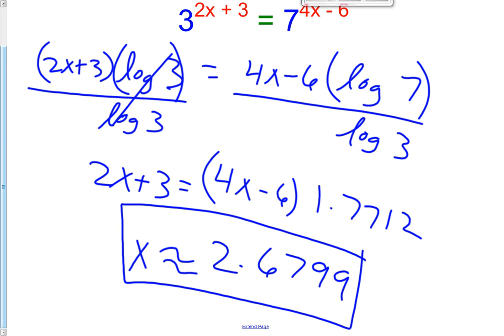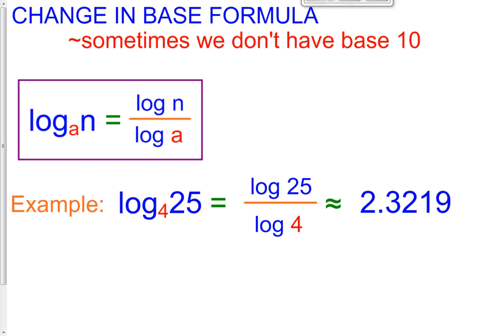The last thing that we have here in this video lesson is the change in base formula. When we don't have a base 10, what we can do is make it into a base 10. Right here we have a base of 4, log base 4 of 25, but one property that we can use here is the change of base formula to make log of 25 divided by the log of 4. So it's a very simple process. You basically take log of 25, divided by the base, log of 4.